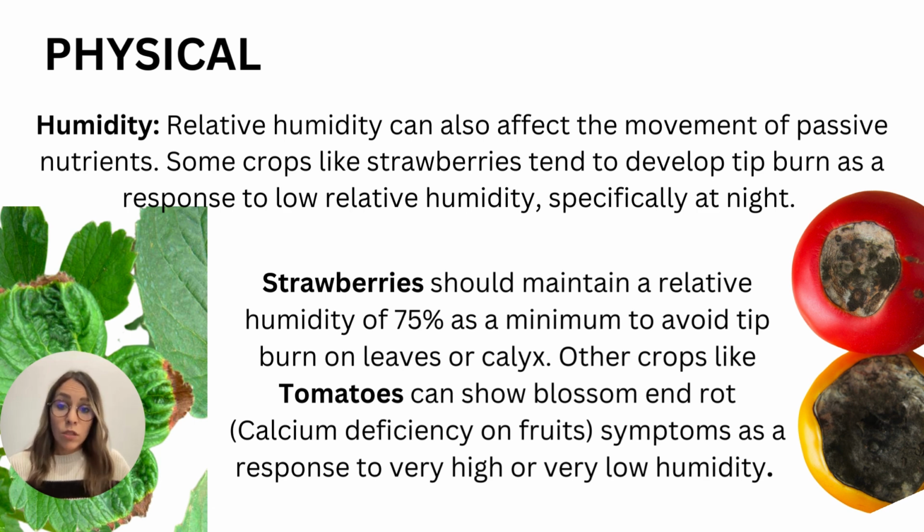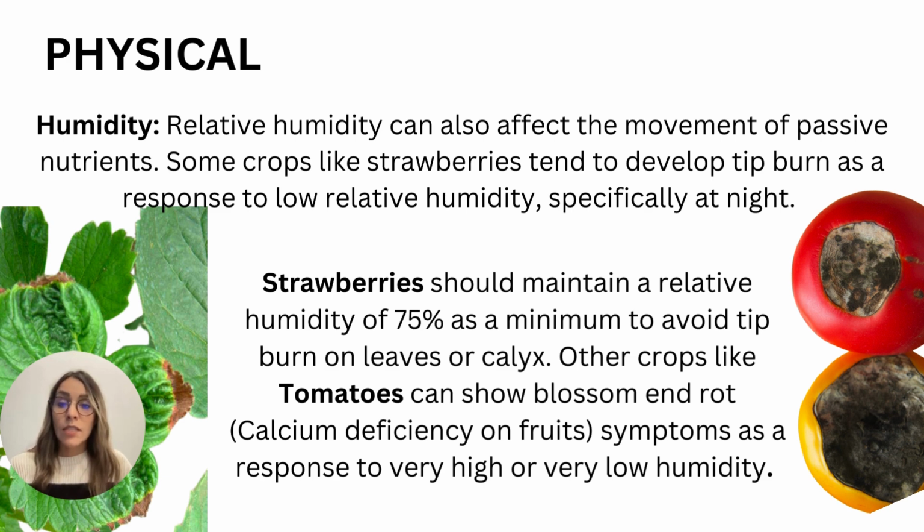In order to fix this problem, most of the time you need to reduce the humidity around the plant by keeping good airflow, by pruning the plants so you can have more airflow, and by using the exhaust fans or vents. So remember, either very high or very low humidity can trigger this problem in tomato. And for strawberries, we should try to maintain a good nighttime humidity.